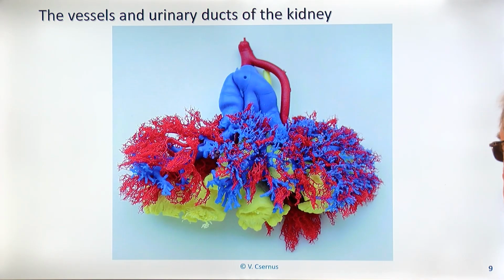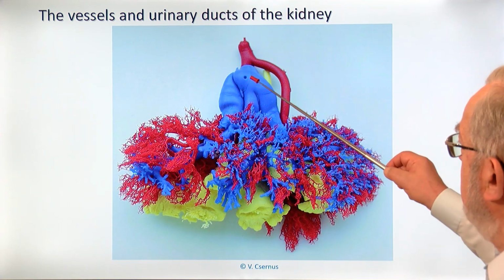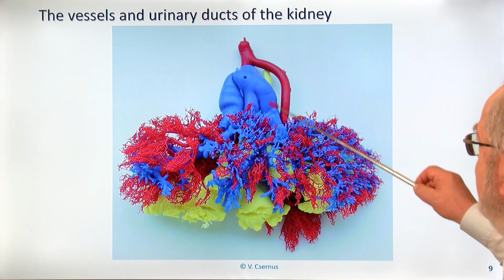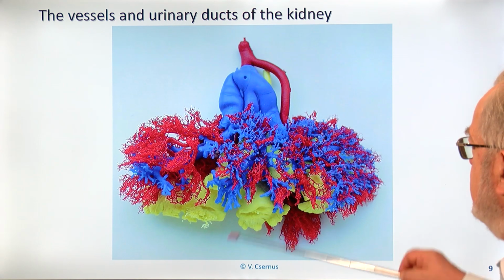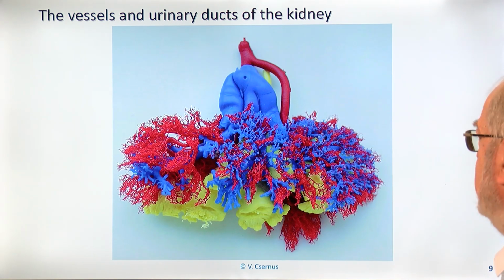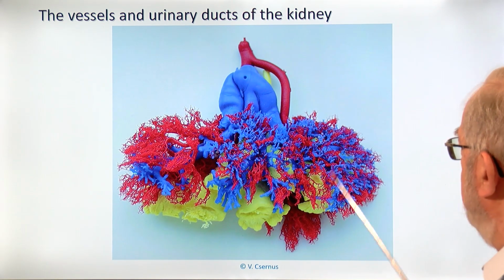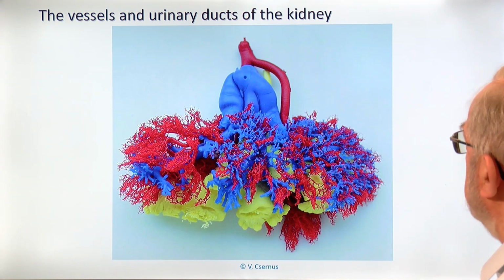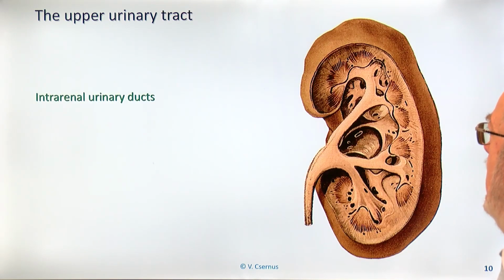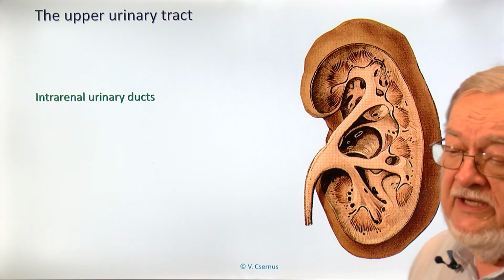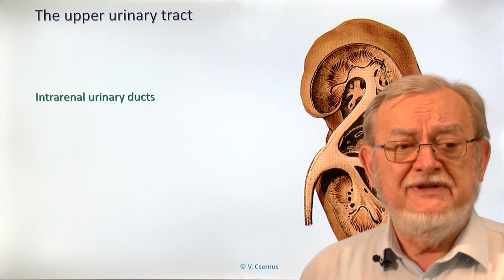Here you can see a very nice corrosion preparate. You can see it in the corridor of the anatomy department in the cabinets. This is where the veins, the arteries, and the ducts were filled with different color plastics, and you can see very nicely the structure of the kidney. Okay, that was about the anatomy of the kidney.